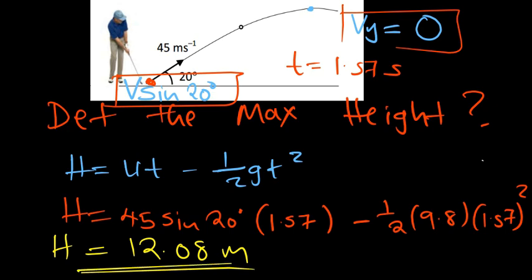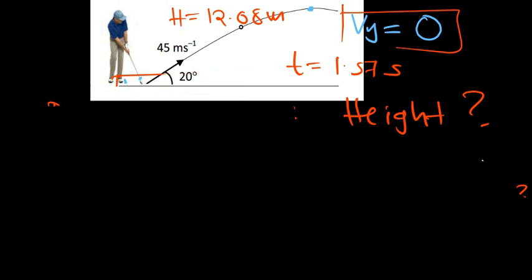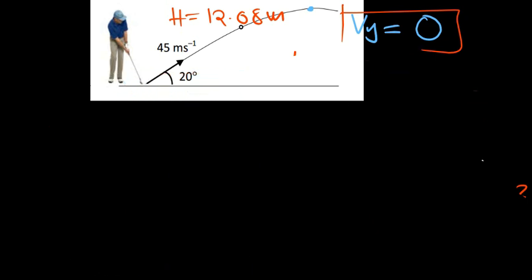Okay, so what is our height? Our height is 12.08 meters. Okay, so you've seen that basically when it comes to looking at these questions, approaching them with the understanding that the x and the y direction are independent of each other, it all makes things easier for us.